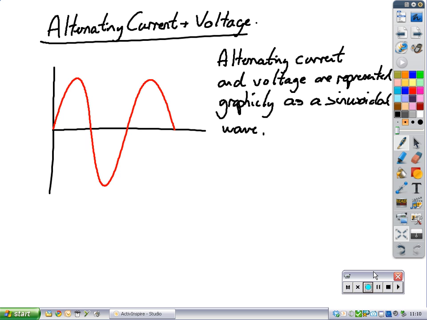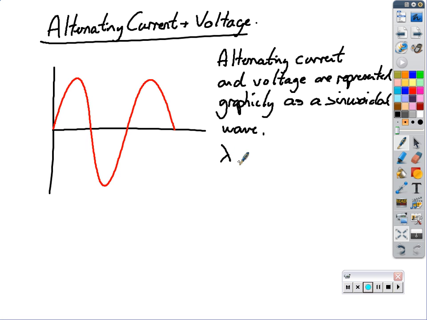The types of things they would have is lambda for wavelength, frequency for the number of waves in a second, and period for the time of one wave. All these are the properties of a wave. They have amplitude as well. We'll just say amplitude as A. And this wave on the left here is going to have the same properties.